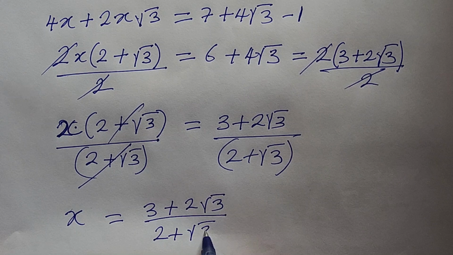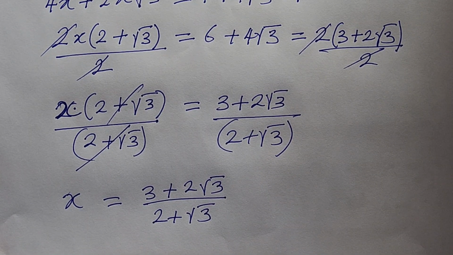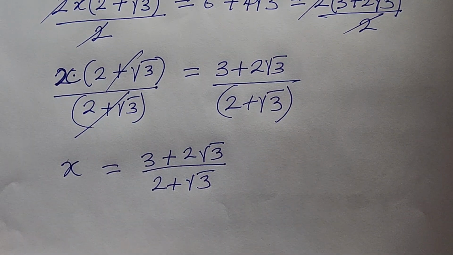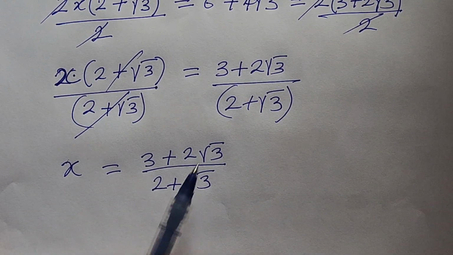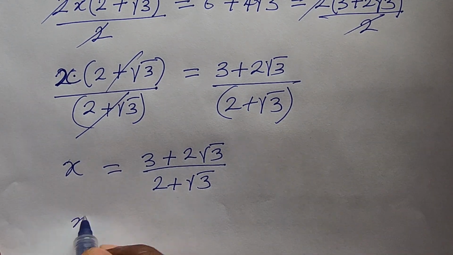plus root 3. Now, this is a surd. We can rationalize this surd. So we rationalize the denominator. How? We multiply both the numerator and the denominator by the conjugate of this very quantity here. So go ahead and do that.